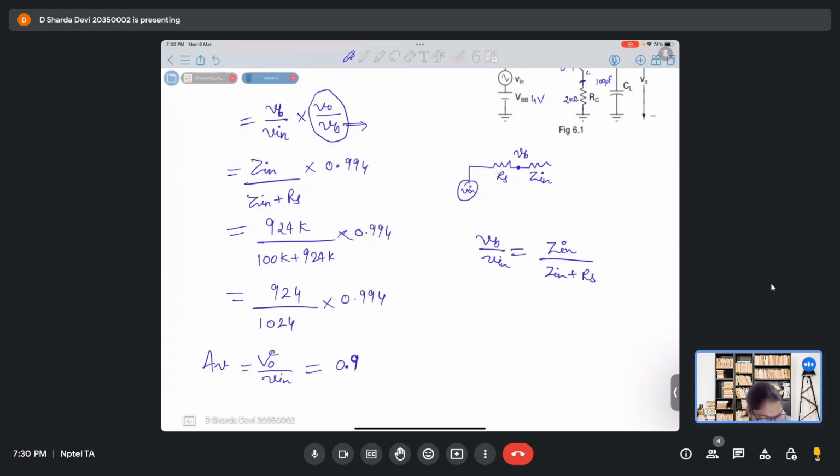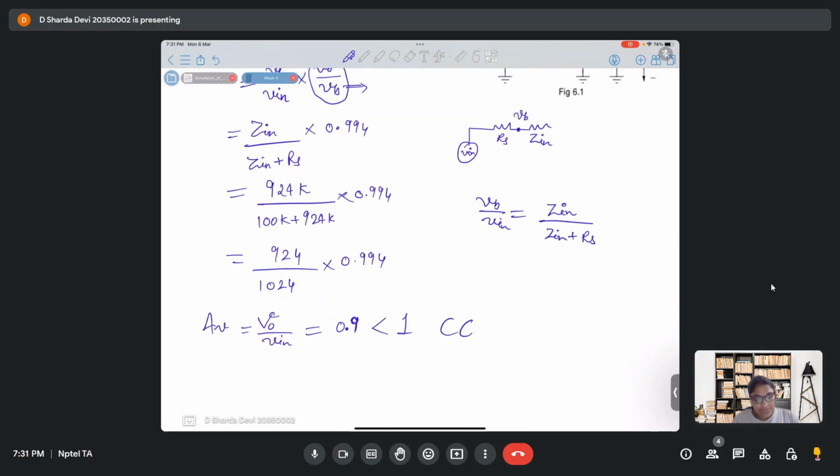Which is less than 1, which also shows that the configuration is CC, because gain is less than 1, right? Yes, ma'am. Okay, so coming to the next problem.